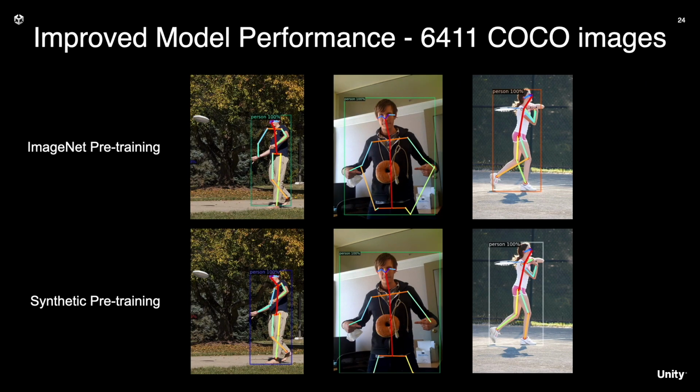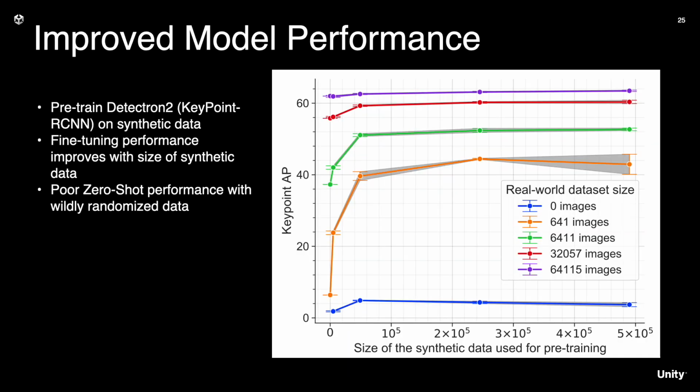Furthermore, we see that the key point predictions tend to be more accurate. So again, the top row is ImageNet pre-training, then fine-tuned on 6,411 COCO images. In the bottom row, we see synthetic pre-training. You see things like the elbow key point accuracy improving, and less confusion about where wrists are and about knees.